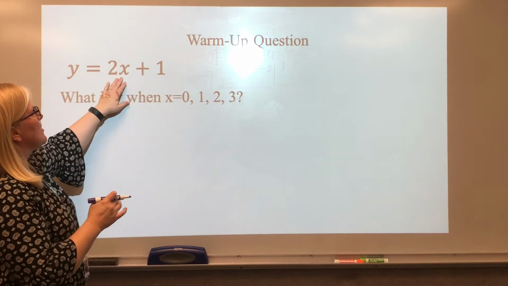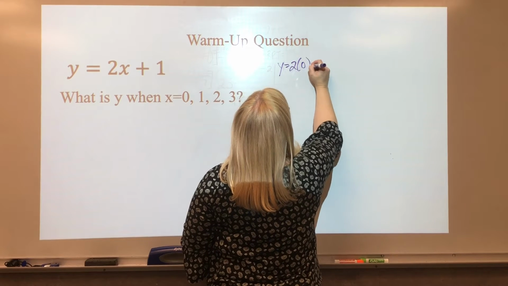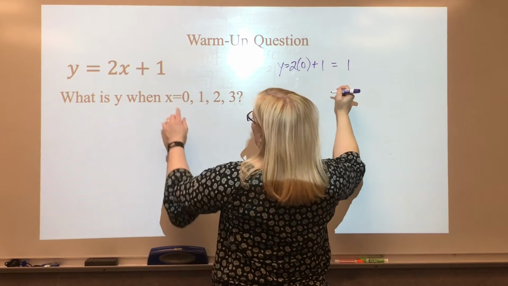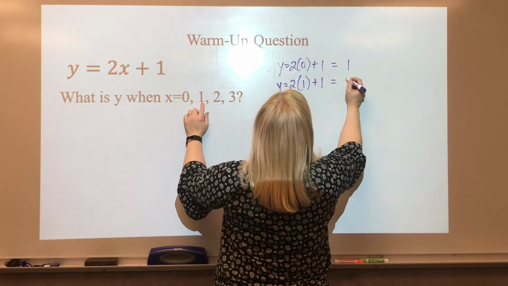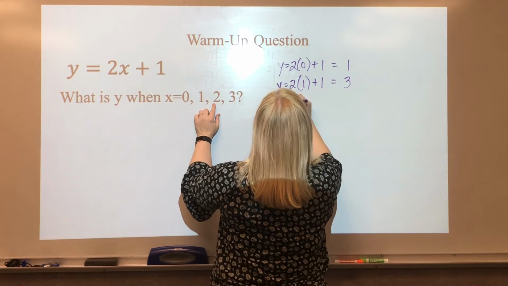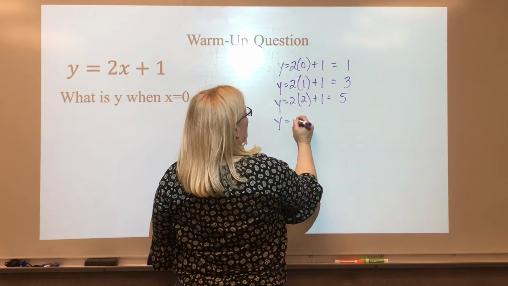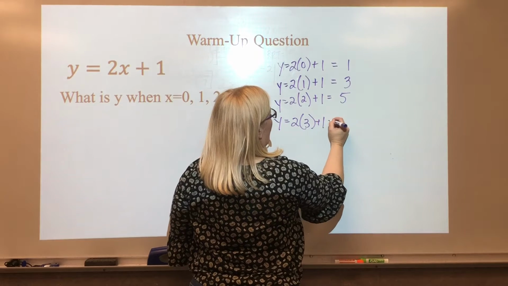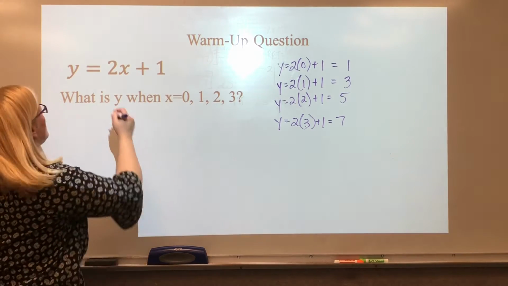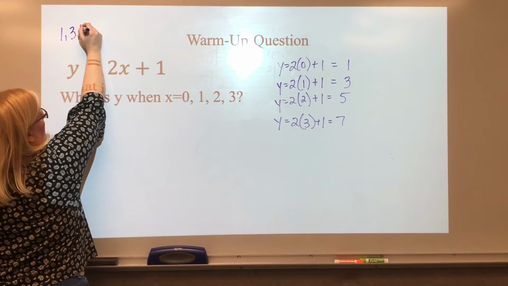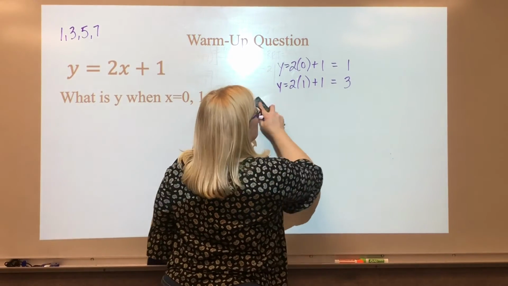When x is 0, I've got y equals 2 times 0 plus 1, and that equals 1. When x is 1, I have 2 times 1 plus 1 is 3. When x is 2, I have 5. And then when x is 3, I have 7. Okay, so hopefully you got those answers. Just set them aside right now. I'm going to write them up here so we don't forget what they are, because we're going to use those in a couple of slides here.